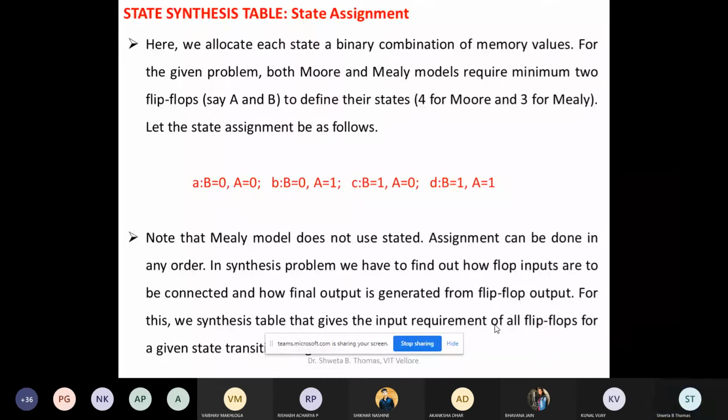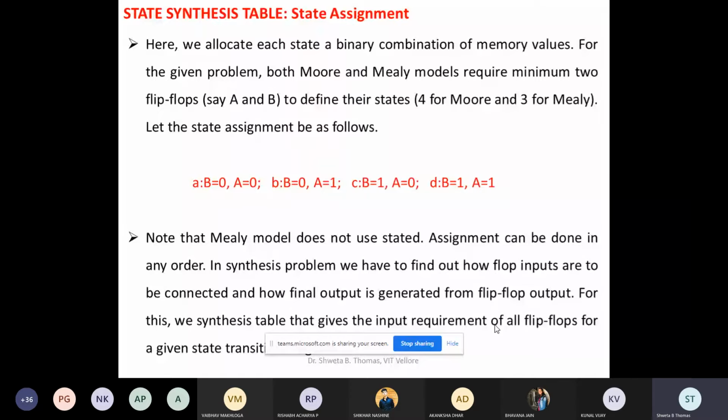Okay, so let's say these flip-flops are flip-flop A and flip-flop B, because we have 4 states in total. So why do we need 2 different flip-flops? We need at least 3 combinations, so that's why at least we require 2 flip-flops, 2 to the power 2.